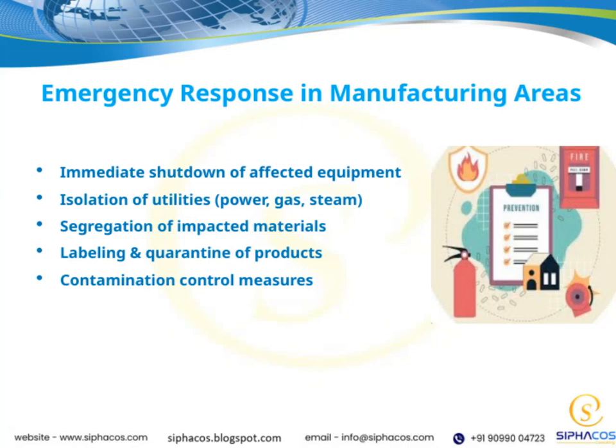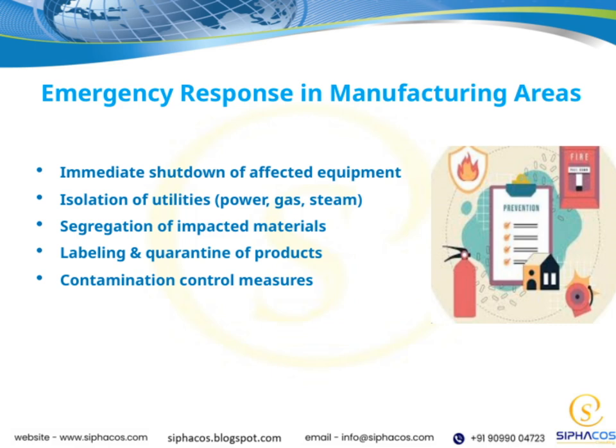Let's start with immediately shutting down any affected equipment. This is crucial to prevent the spread of contamination and to protect both personnel and the environment. Next, we need to isolate utilities such as power, gas, and steam. By cutting off these utilities, we help contain the issue and prevent further hazards or damage.